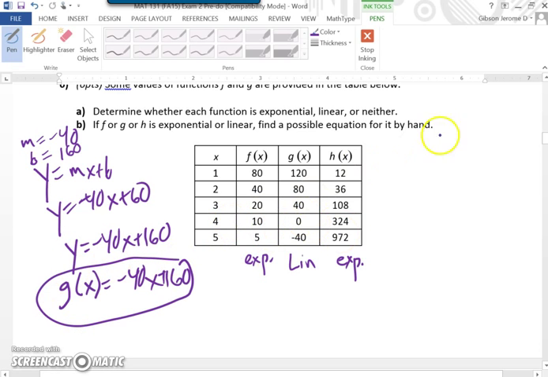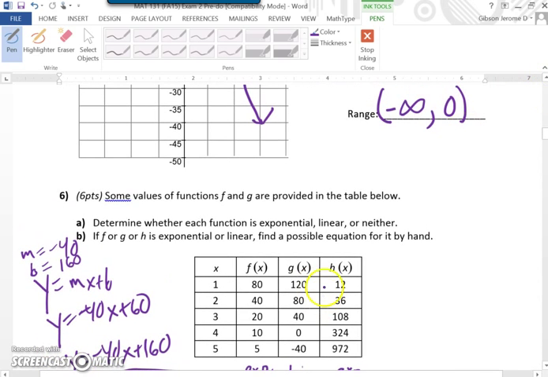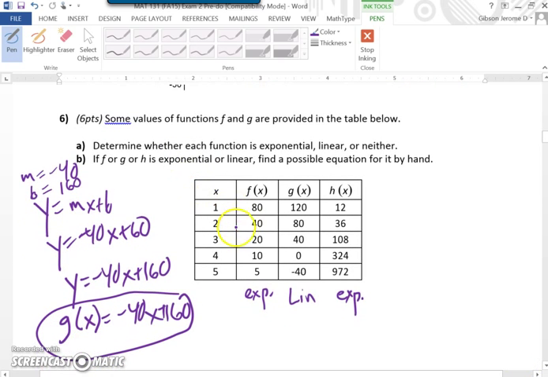Now we have to deal with these exponential equations. We could just put this in the calculator and be done with it, but because it said by hand, let's do this by hand. First of all, we have to get where x is 0. We notice in this first one, f of x, we're dividing by 2. So if we go up, we'll be multiplying by 2. So this would be 0 and 160.